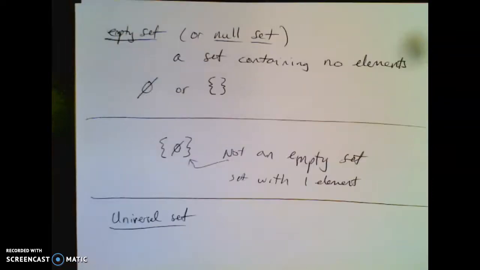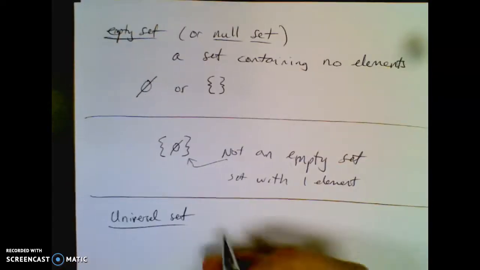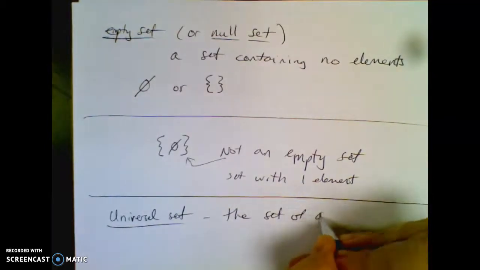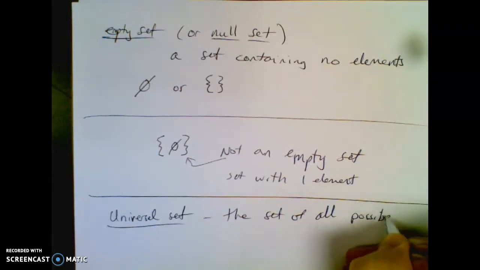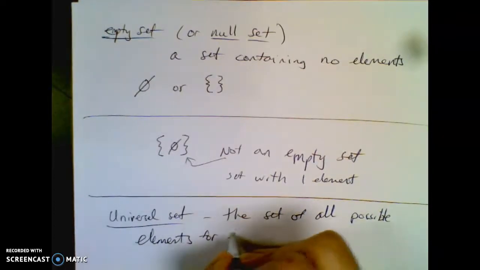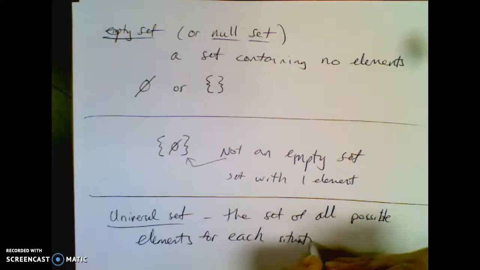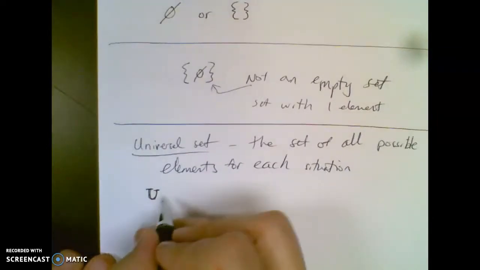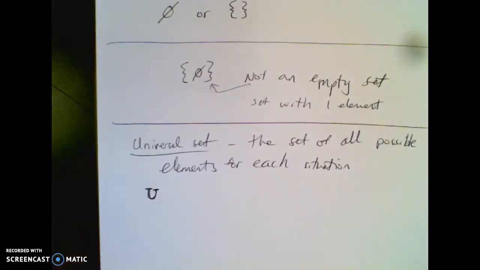So if the empty set is a set containing no elements, a universal set is the set of all possible elements for each situation. It's symbolized by a bold U. So I usually do this, just so you know it's bold. You kind of give it some extra serifs because it's hard to write bold. If you were typing, you'd see it as bold. So that's what a universal set is.